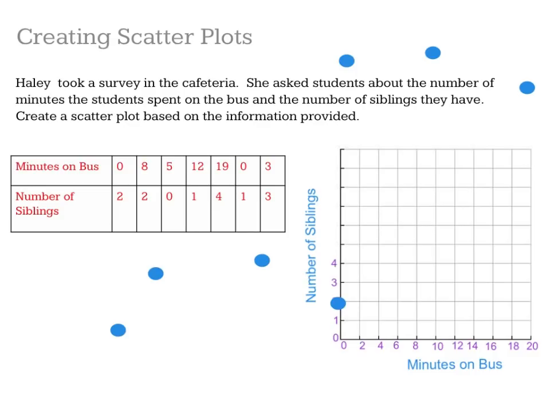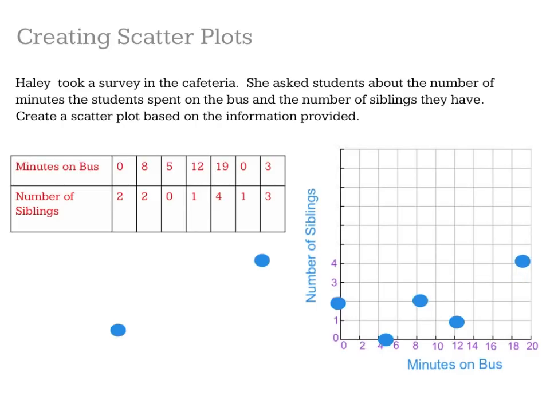The next thing, it says they spend 8 minutes on the bus and they've got 2 siblings, so I'm going to go over to 8 and bring my point up to 2. Then they've got 5 minutes on the bus, but they've got no siblings, so right between 4 and 6, there's going to be a spot across the x-axis. Then they got 12 minutes on the bus, but they've only got 1 sibling. Then they've got 19 minutes on the bus, and they've got 4 siblings, so I'm going to go all the way down between 18 and 20 where the 19 would be and bring it up to the 4 siblings.